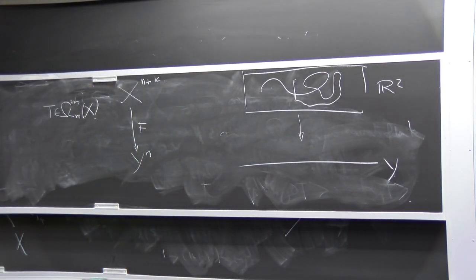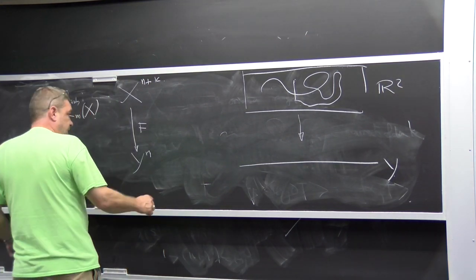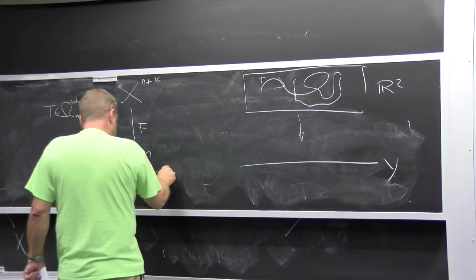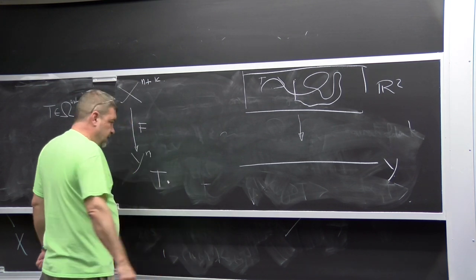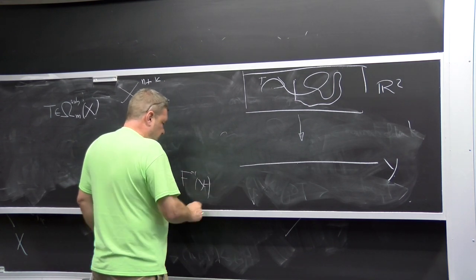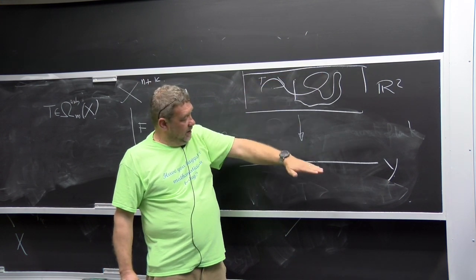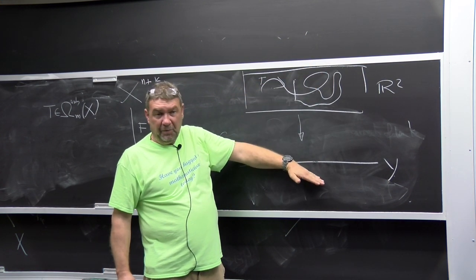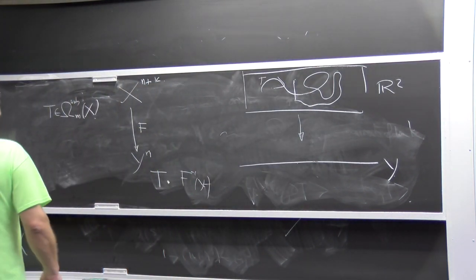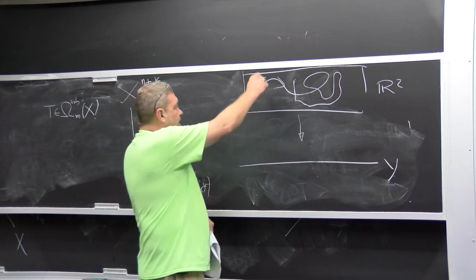Now, I want to give a meaning of the intersection of the current T. It has an orientation here. I want to give a meaning of the intersection of T with a fiber. I assume Y is oriented, X is oriented, and the fiber is going to be co-oriented. So I can do intersection in this. Now, F inverse of the point Y is also a current.